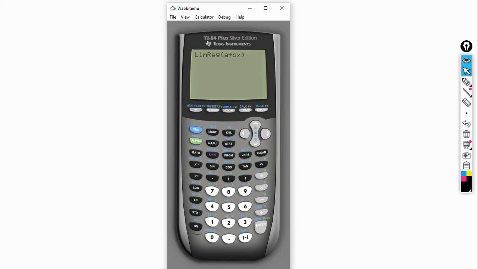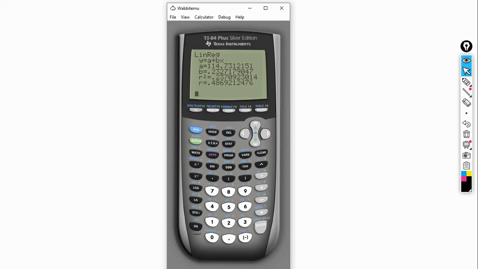So here we're going to do for x list 1. So let's make sure we go second and 1, and then comma list 2. So second and 2. And then after that we can hit enter, and there it is. So notice that we get the regression line equation. Y would be equal to approximately 115 plus 0.233 times x. So we have our first regression line.